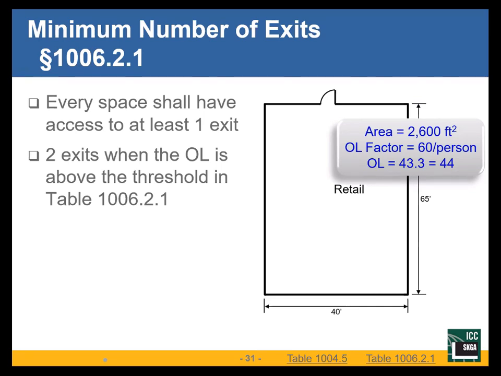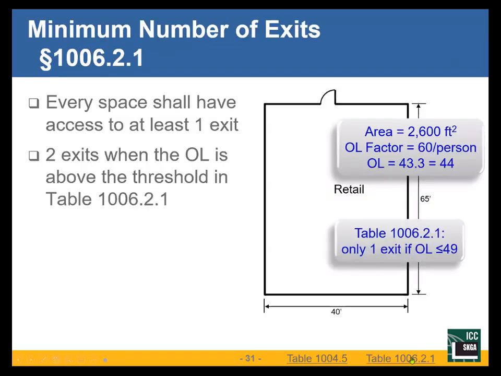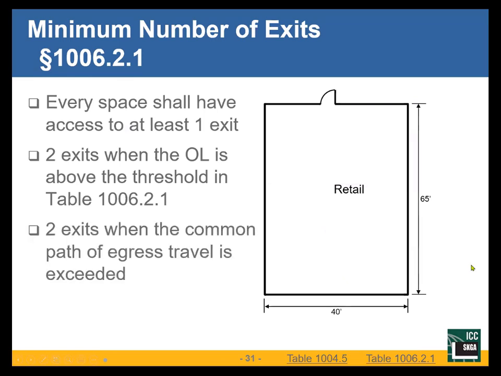So I've got my building. I've got an occupant load of 44. I look at my table. It's retail. I've got retail group M. I'm below 49. Okay, I'm good. I have one exit. I'm done. I've only got one exit.